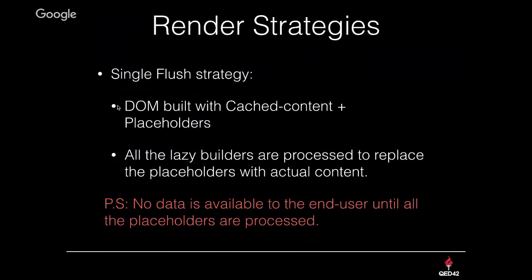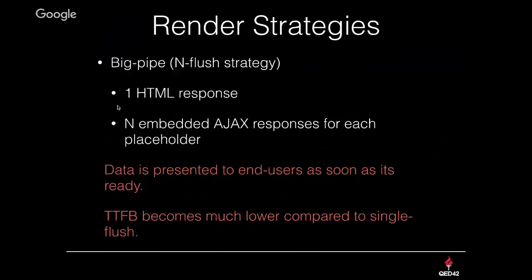As I said, Drupal core also provides you with interfaces for render strategies. That's what the Bigpipe module leverages to create its own n-flush strategy. Now, what is the n-flush strategy? In the n-flush strategy, Drupal streams out the cached content to the end users as soon as it's ready. And it keeps on processing the placeholders in the background and streams the AJAX responses for these placeholders into the HTML.